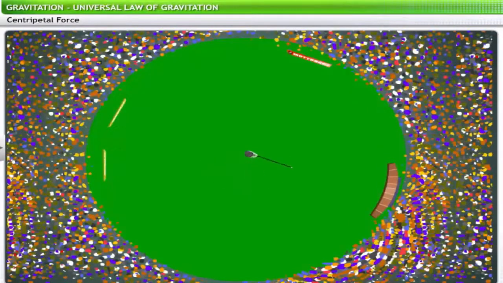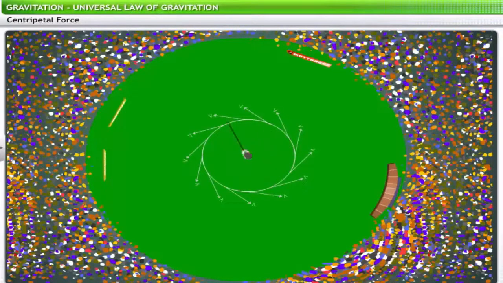While the athlete is swinging the hammer, that is, the hammer is in revolution, its direction of motion and hence its velocity changes continuously. This change in velocity produces acceleration on the hammer. This acceleration is directed towards the center of its circular path.